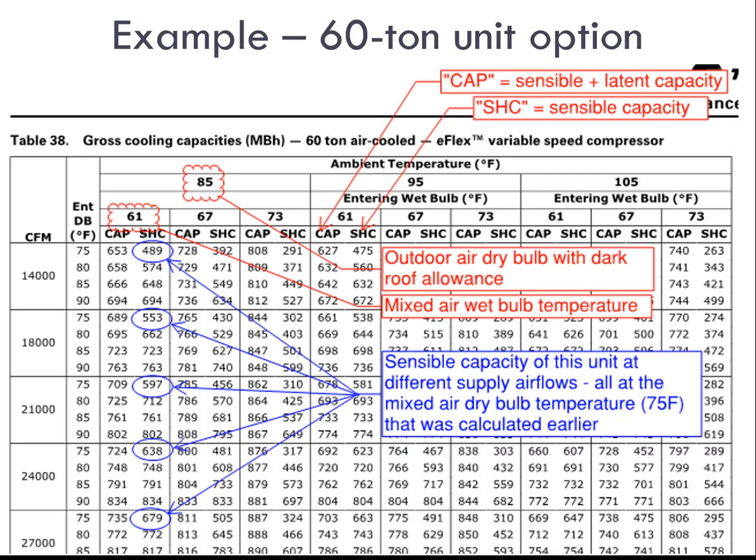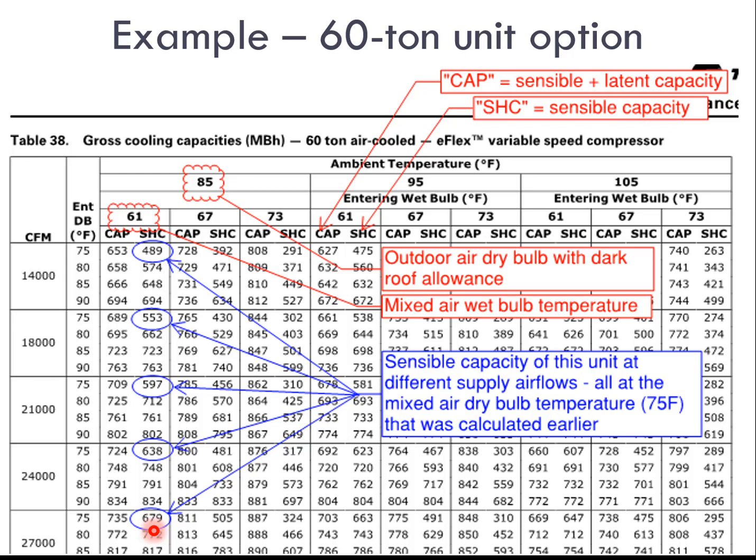So let's just look at the 60-ton unit option. 85 degree on the roof. This was something mentioned in a previous slide of how we got that number. 61 entering wet bulb and 75 entering dry bulb. And again, you see we have options as to how much air we flow through the unit. Now we want 687,000 BTUs per hour. You can see that at full power, the 60-ton unit gives us 679,000 BTUs per hour, so we're slightly lower.